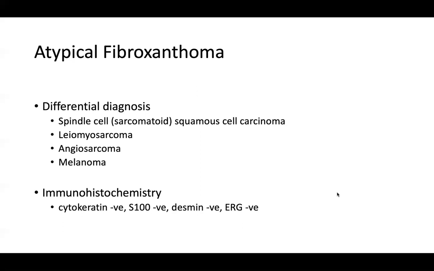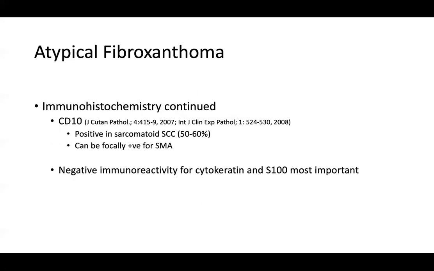Immunohistochemistry-wise, cytokeratin, S100 or SOX10, desmin, ERG, I've already mentioned these. These should all be negative in atypical fibroxanthoma. Now, what's the immunohistochemistry that's most commonly associated with an atypical fibroxanthoma? CD10. So CD10 has been found to be positive in atypical fibroxanthomas, but the other thing is it can be positive in sarcomatoid squamous cell carcinomas, and CD10 is kind of a non-specific stromal marker. So it does stain AFXs, but you shouldn't rely on CD10 positivity to make the diagnosis.